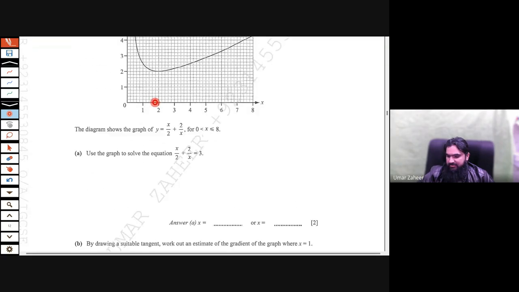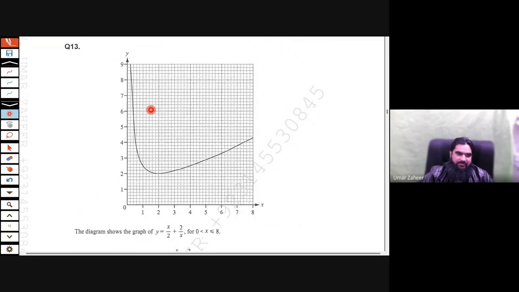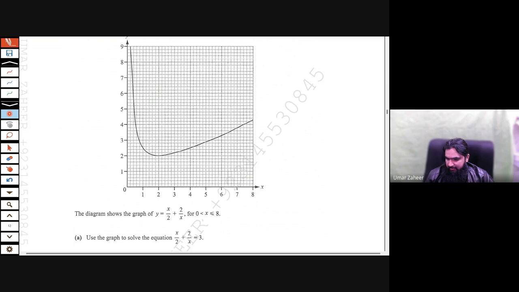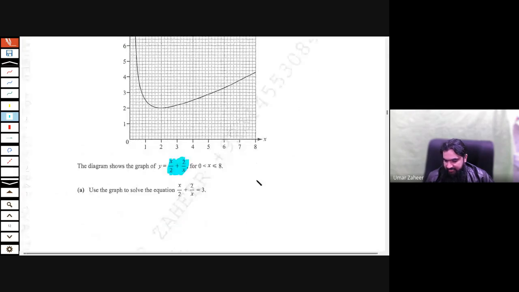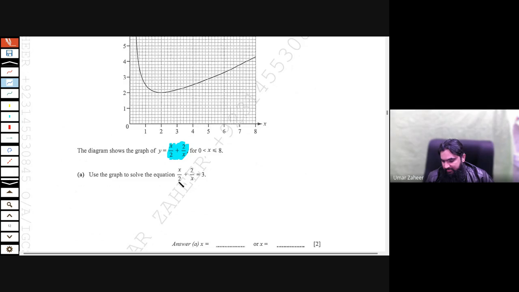Okay, this is the graph question. We will discuss it in the next class in the graph functions, but let's see how to do this question. Because the graph is already drawn, we don't need to draw it. He says to use the graph to solve the equation x over 2 plus 2 over x is equal to 3. So look here. This is the graph of x over 2 plus 2 over x. So replace it with y. So we will get y is equal to 3. Yes, everyone, is it clear?